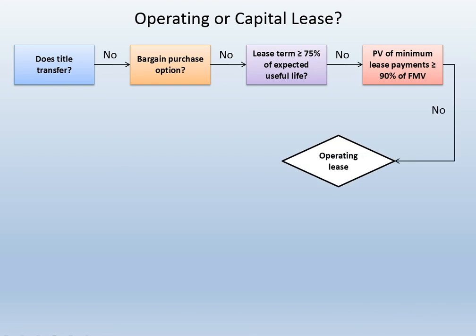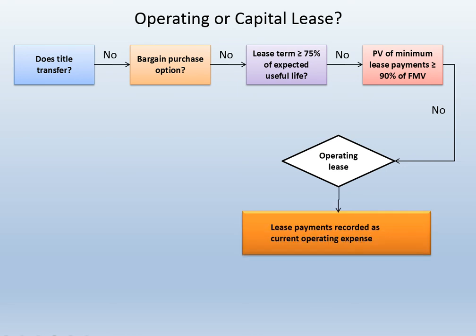Operating leases, from an accounting standpoint, are very, very simple. With operating leases, we simply record the lease payments as current operating expenses. So if we have an operating lease, we've answered no to all four of these questions, then we very simply credit cash and debit lease expense or rental expense whenever we make a lease payment. And that's it. There's no asset to record on the balance sheet. There's no liability to record on the balance sheet. There's no interest cost associated with an operating lease.